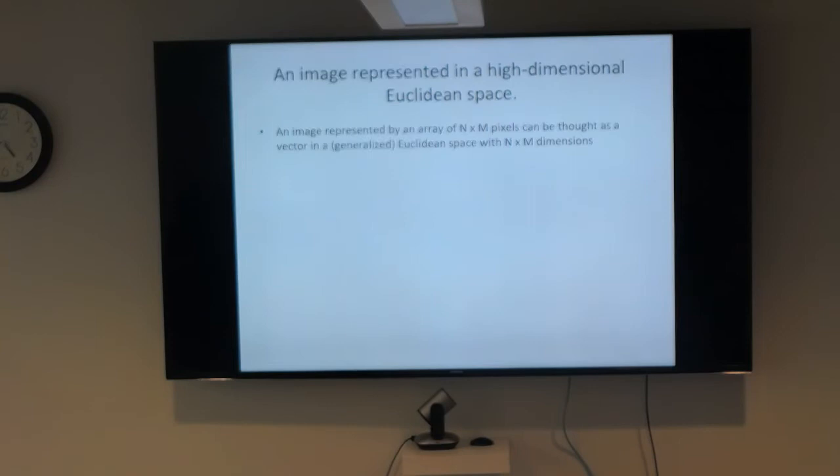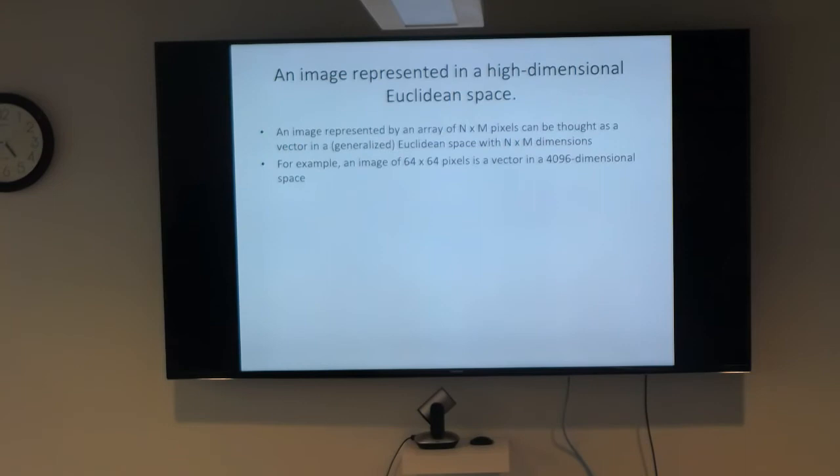So in order to explain classification, I just wanted to invoke this representation of an image in a high-dimensional Euclidean space. It can be best understood by thinking of aligned images as vectors in a high-dimensional space. The 64 by 64 pixel image is a vector in a 4096-dimensional space.